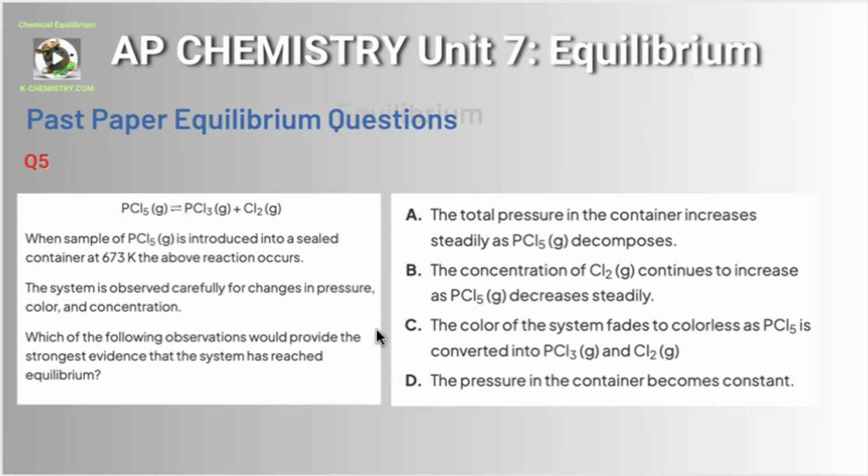The answer is D, because at equilibrium, pressure becomes constant. So the pressure becomes constant. There is no change in pressure. This is the correct answer, D. At equilibrium, the forward and reverse reactions occur at equal rates and the pressure becomes constant. So the pressure will steadily increase as PCl5 is decomposing into two products. At equilibrium, the total pressure will eventually become stable.